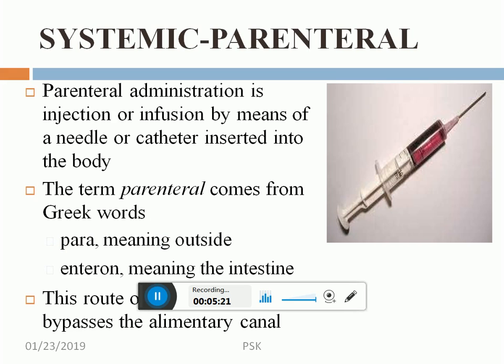So the next one will be the systematic. The first one in the systematic is parenteral. Parenteral administration is injection or infusion by means of a needle or catheter inserted into the body. The term parenteral comes from the Greek words para, meaning outside, and enteral, meaning the intestine. In this route, the drug molecules bypass the first phase and do not enter the alimentary canal.